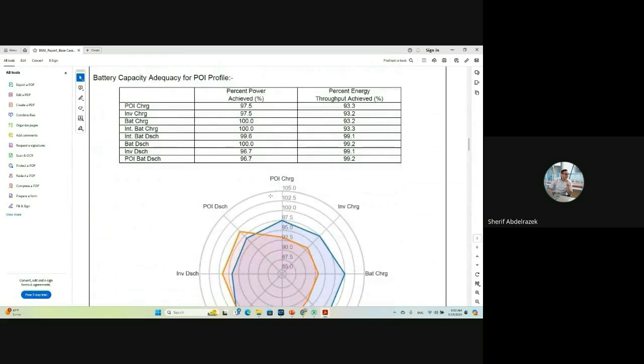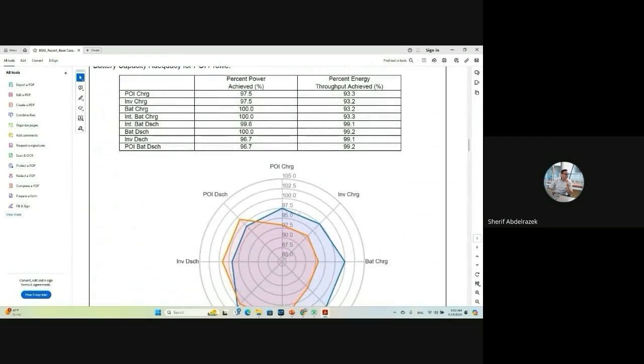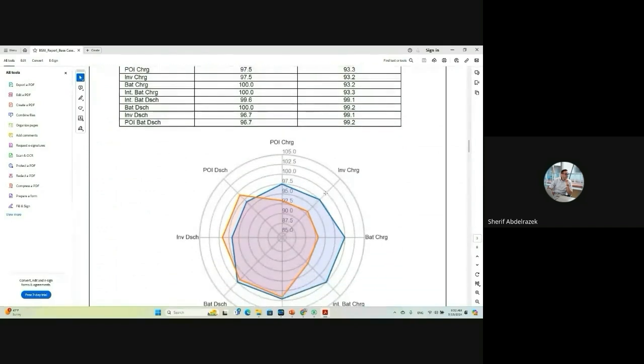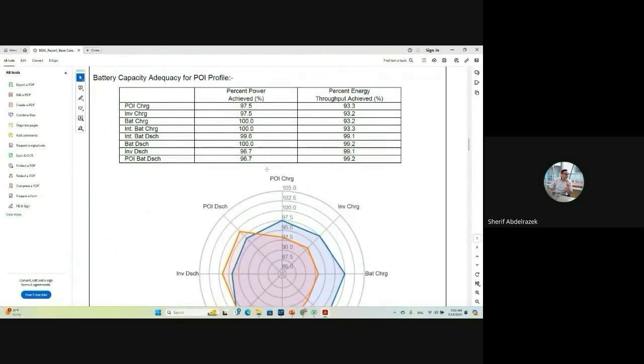Okay, so here, this radar chart basically just summarizes the past two charts. So for both power and energy, it tells you how much was achieved at every point in the project, at the POI, inverter, battery, for both charge and discharge. And we can see here we're at what you would call acceptable limits, recognizing that we undersized the system, as again, diminishing returns, right? So we know the system we designed here is going to be highly utilized and not oversized and underutilized.